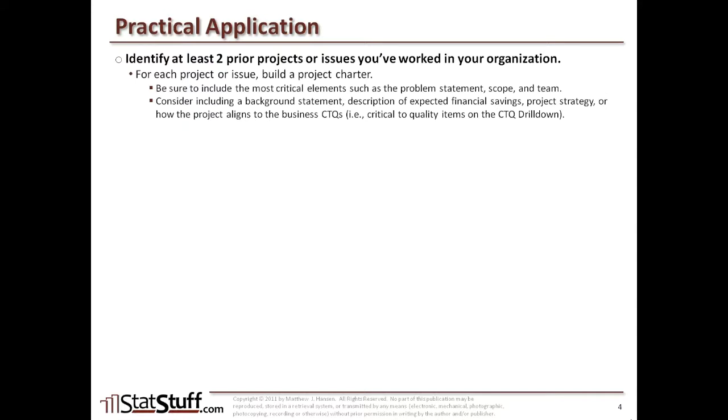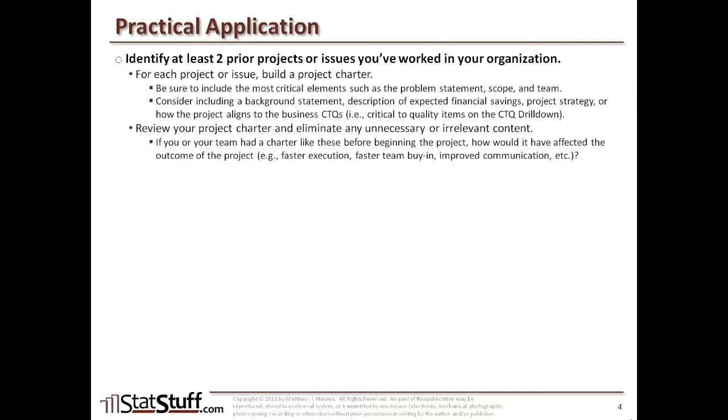But also consider using some of the other elements you think might have been necessary to outline the charter in terms of, again, trying to get agreement and understanding by the audience who are going to be reviewing the charter. So that could include the background statement, or some description of the financial savings or benefits you might expect from the project, or maybe the strategy or how the project aligns to the CTQs, that's the critical to quality elements that are part of the CTQ drill down. Consider some of these several elements out there to see if those would have helped in outlining the actual project charter. And also review your project charter and eliminate anything that's unnecessary or irrelevant in content on the charter itself.